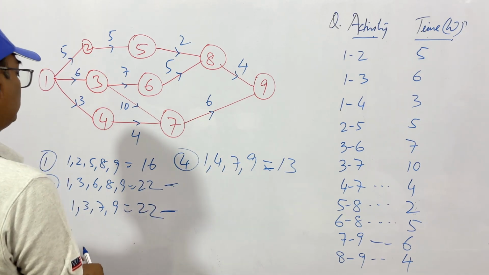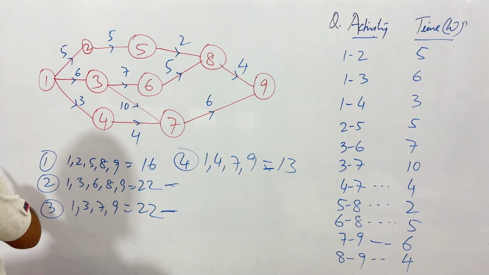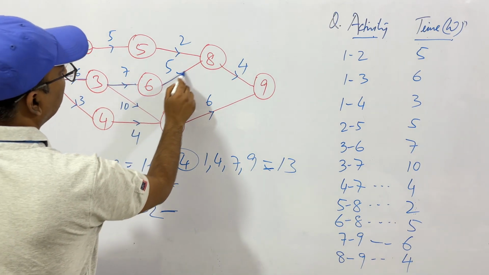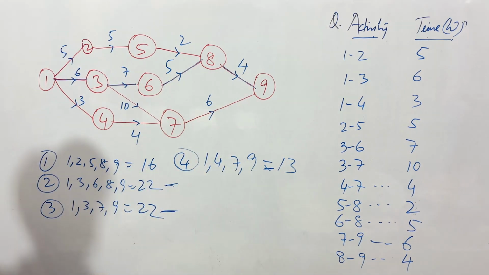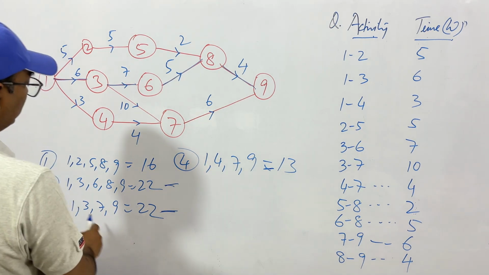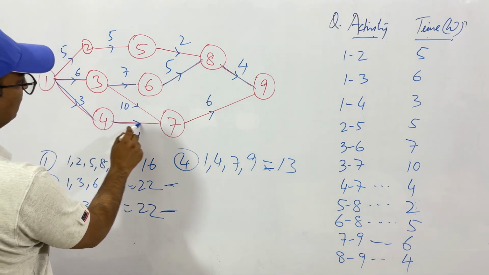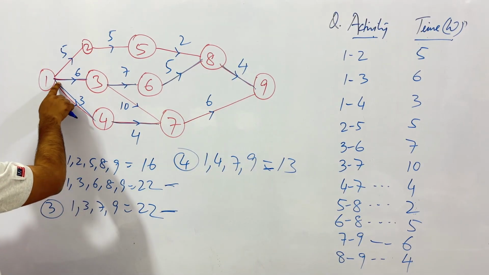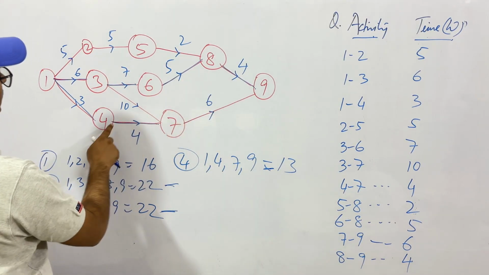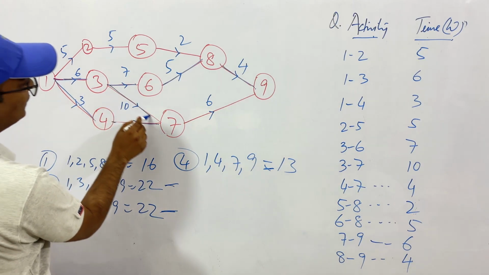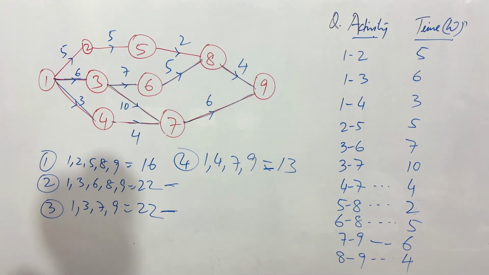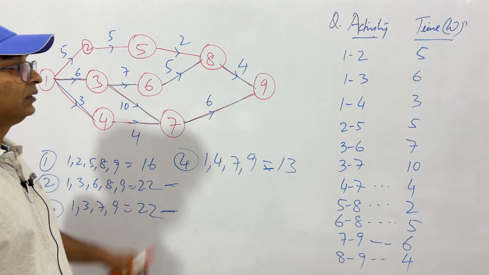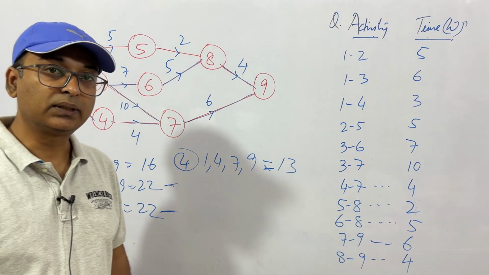Both take 22. So our critical path is either 1, 3, 6, 8, 9, or 1, 3, 7, 9. So these two paths are critical, and any delay in these activities will affect the total duration of the project. Okay.